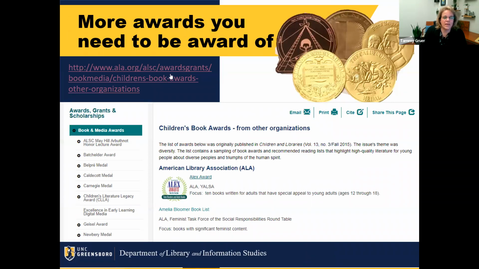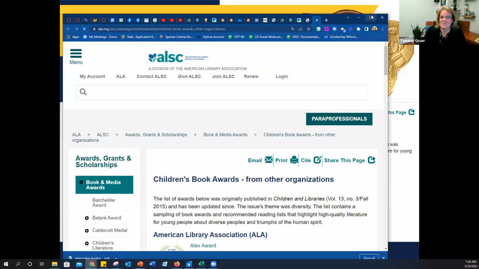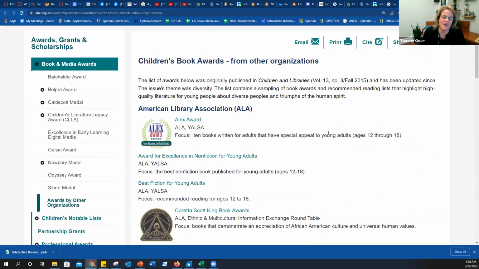There are so many book awards. And usually, if we were all here together, we would look at this in one group. But just to share it with you, this link will be on the Canvas page. You'll notice that these books are all supported and promoted on our ALA website. So there is the Alex Award, which focuses on ten books written for adults that have special appeal to young adults ages 12 through 18.